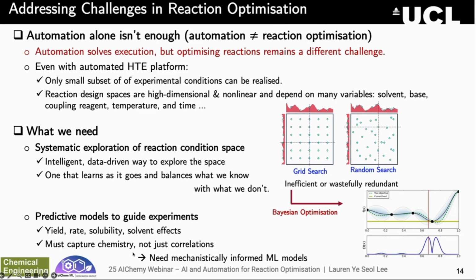But optimization also needs good predictive models, a model that understands reaction performance like yield and kinetics, and also solubility and solvent effects, if you are talking about reaction kinetics. And importantly, one that captures real chemistry rather than just correlation.